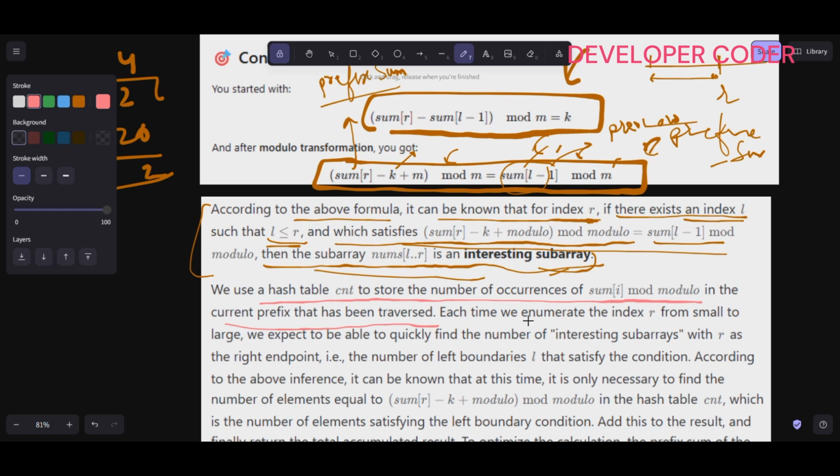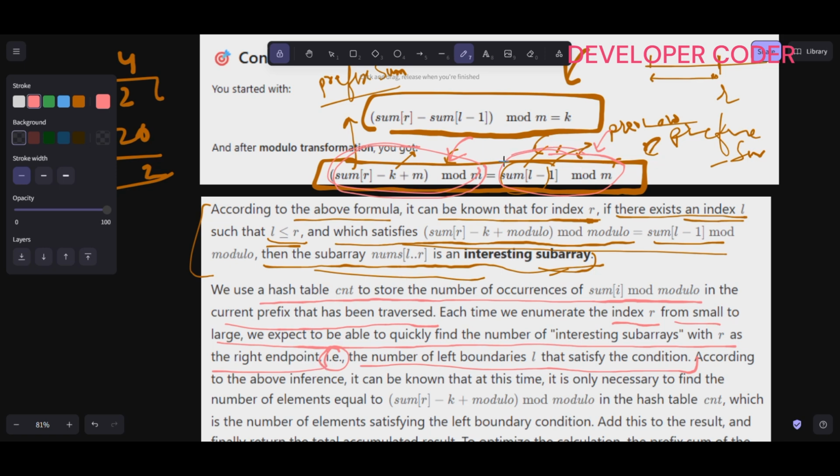Okay, each time we enumerate the index R from small to large, we expect to be able to quickly find the number of interesting subarrays with R as the right endpoint. That is the number of left boundaries L that satisfies the condition. So this right side boundary we know, ending at R, is going to give me the number of boundaries in the left side which satisfy the condition. This is going to give me the number of boundaries which are ending at the right endpoint.